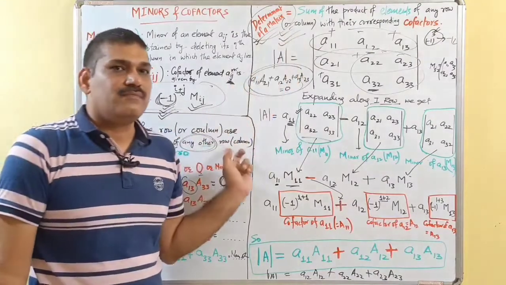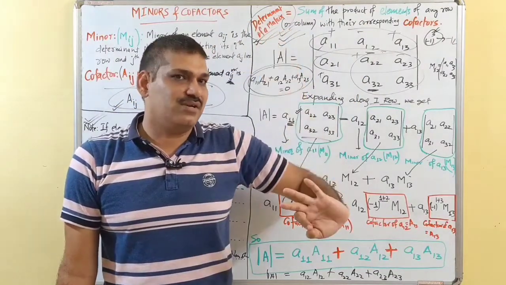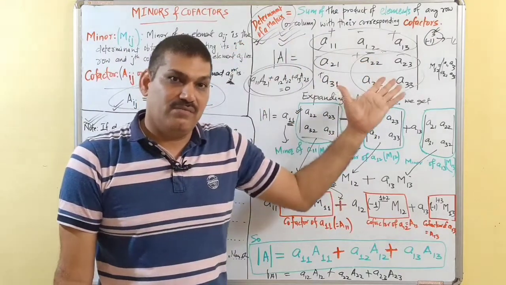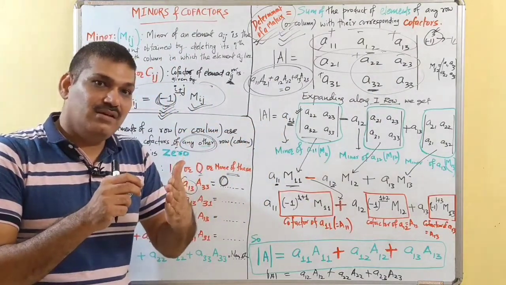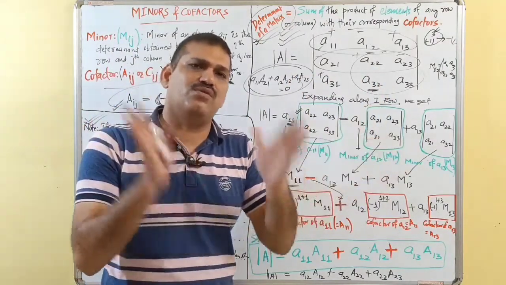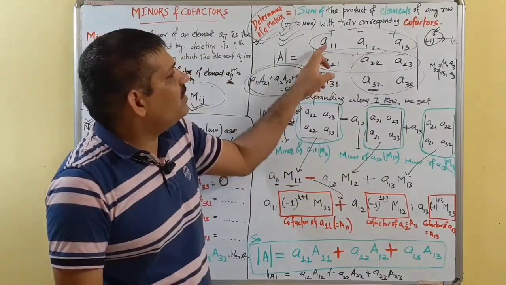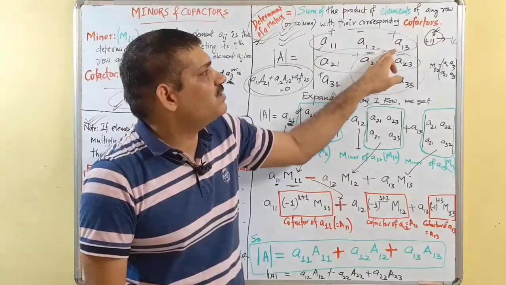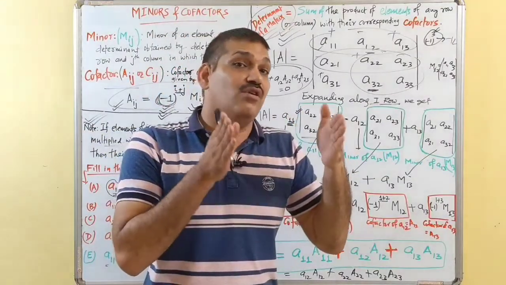Two things. You take the elements of any row, multiply them by their corresponding cofactors, and you get the value of the determinant. If you take any row or column and multiply its elements with the cofactors of any other row or column, then the sum is 0. But if you are not choosing a row, you go column-wise or take elements randomly, this one multiplied by capital A11, this one by capital A32, and this one by capital A13, then it will be neither 0 nor equal to the value of the determinant.